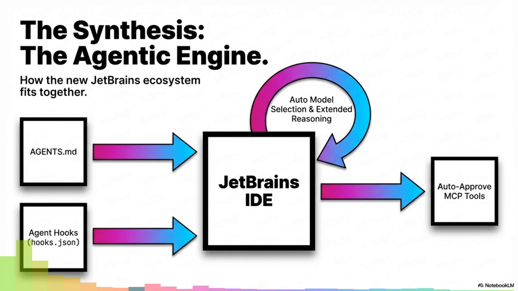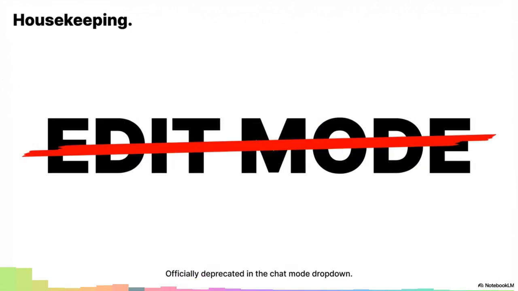It is ensuring that when the AI decides to execute its brilliant plan, its hands don't slip on the keyboard. It grounds all this high-level theory in the messy reality of file manipulation. And tucked right at the end of the changelog under a deprecation header is a note that edit mode has been officially deprecated from the chat mode dropdown.